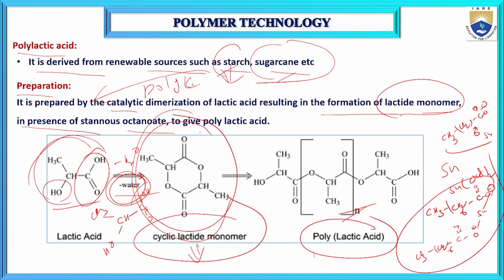How can we prepare polylactic acid? We collect lactic acid from the starch or sugarcane. Then the lactic acid undergoes catalytic dimerization in the presence of a catalyst, and it forms the cyclic lactate monomer.